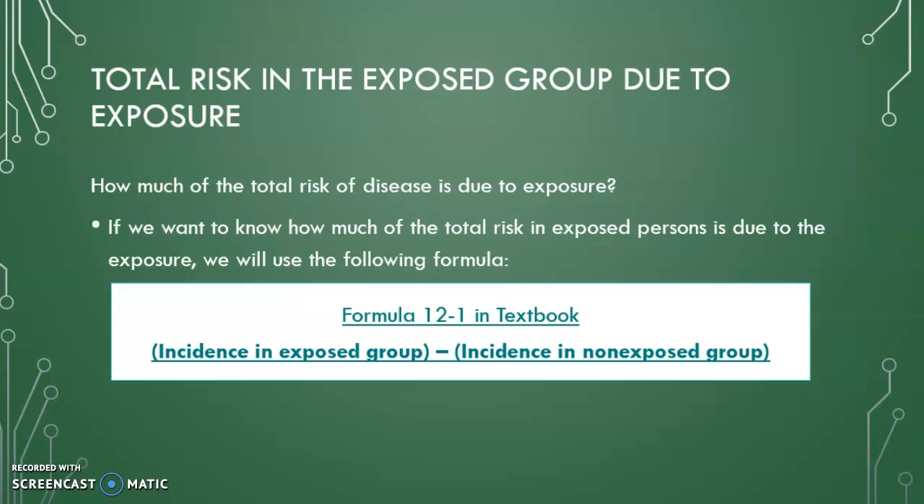We use our incidence in the exposed group, which is the people at risk by exposure, subtracted by the incidence in the non-exposed group, or our background risk. As discussed previously, the unexposed are not exposed, but they still have some risk of disease. The book states that every person shares the same background risk regardless of whether he or she has had the specific exposure in question or not.